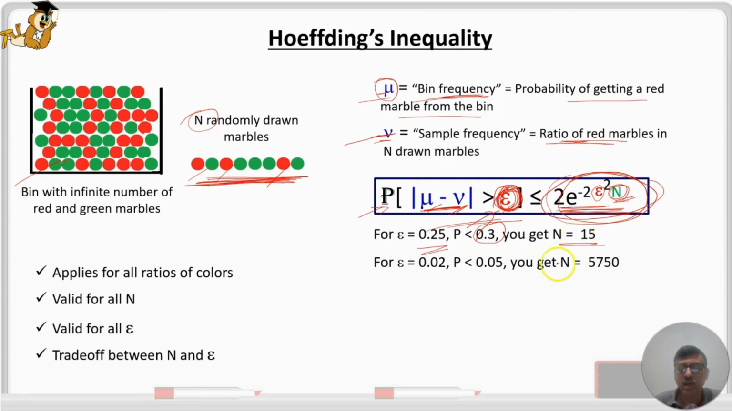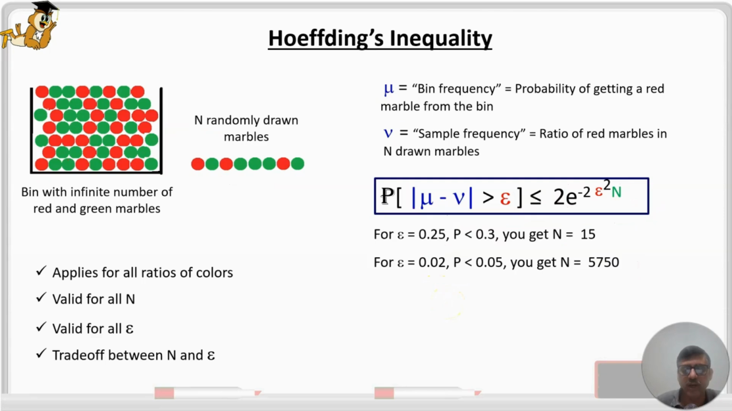If you tighten epsilon a little bit more, epsilon equal to 0.02, and you specify that the probability of the deviation should be less than 0.05, so you are tightening things here, you get n equal to 5750. So n rapidly increases, as you would imagine. So this is Hoeffding's inequality, and this is going to be the starting point for our subsequent discussion.